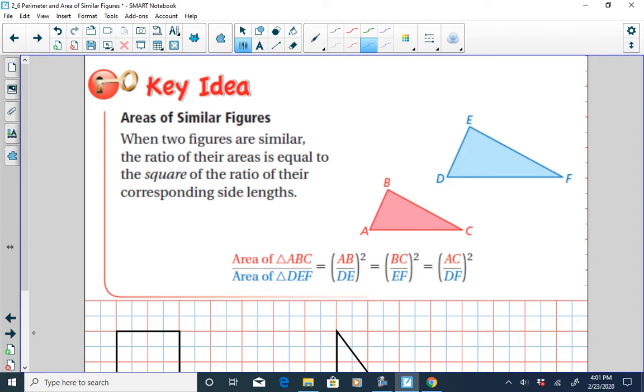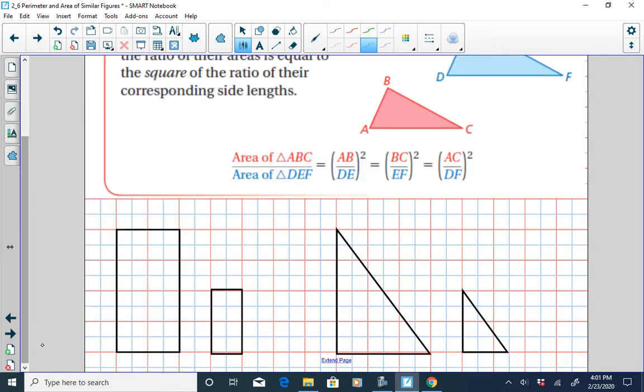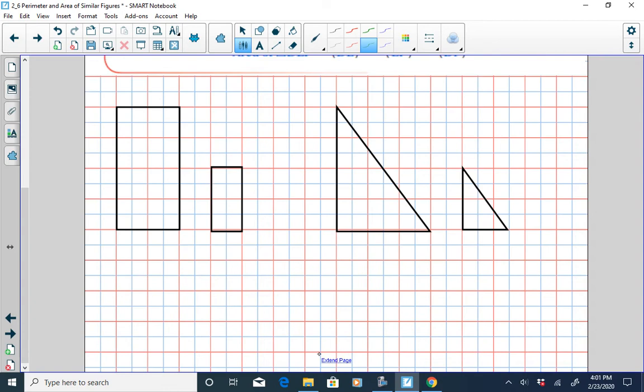It says that the areas of similar figures, the area of triangle ABC to triangle DEF, is equivalent to the square of the corresponding side lengths. So the square of the ratio of AB to DE. Okay, let's see how that's going to work using some real numbers.